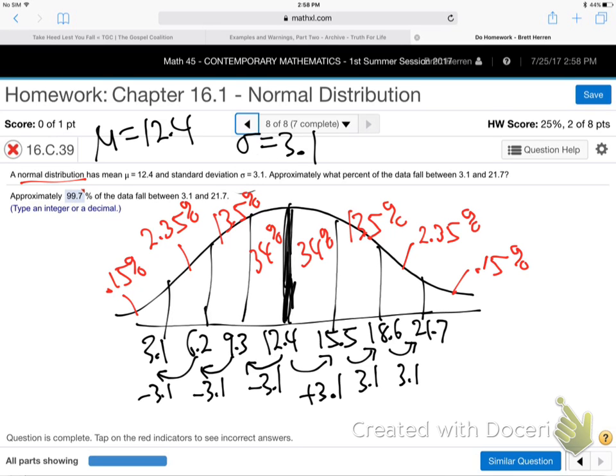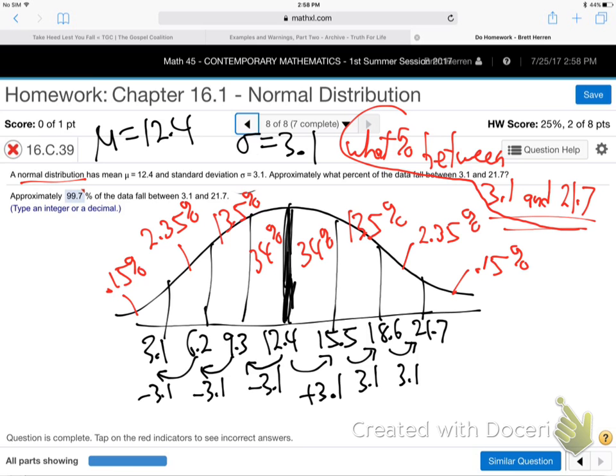All right, so now what's their actual question? What percent is between 3.1 and 21.7? There's their actual question. So what percent is between 3.1 and 21.7? Well, now we see it. Here's 3.1, and here's 21.7. So we just add up all these percentages.